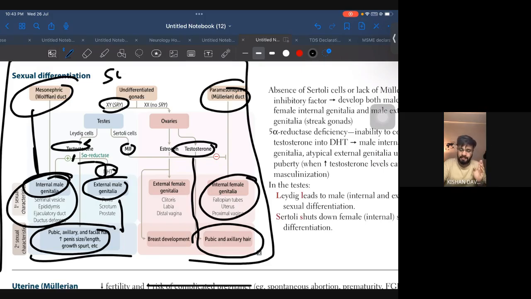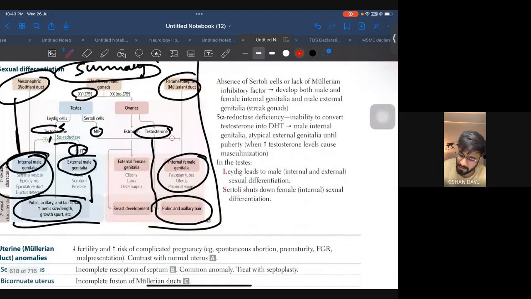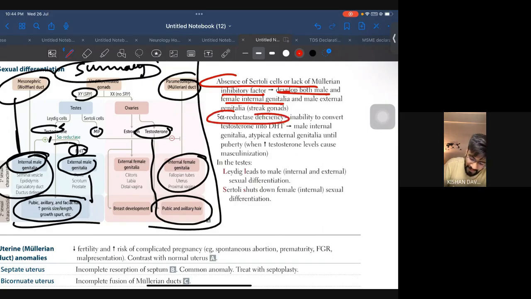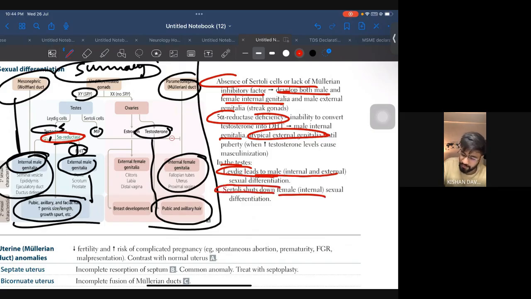Okay, so this is the entire summary that they have given over here, very beautifully explained. Just go through it properly. Okay, so let's see what defects can occur. Absence of Sertoli cells or lack of Mullerian inhibitory factor develops both male and female internal genitalia. Okay, 5 alpha reductase deficiency: if there is 5 alpha reductase deficiency, internal genitalia will be present but external genitalia will not. Okay, so in the testis, Leydig cells lead to male internal and external differentiation. Sertoli cells shut down female. Completely, simple information is given here. Remember it properly. All right.